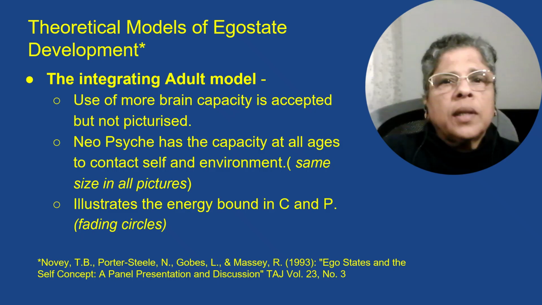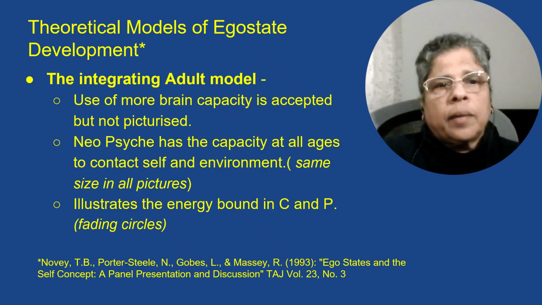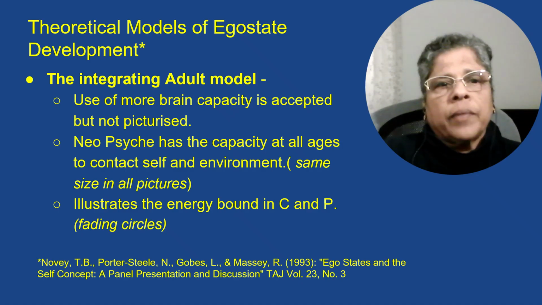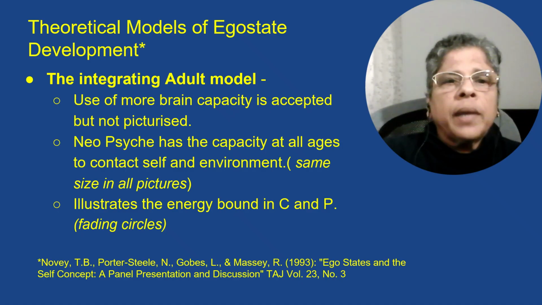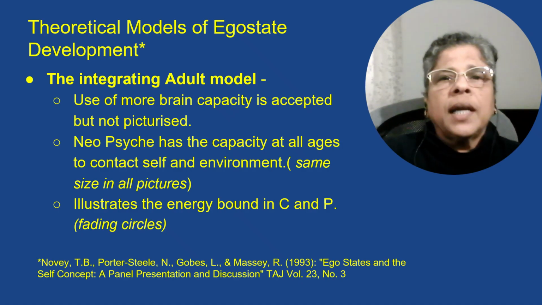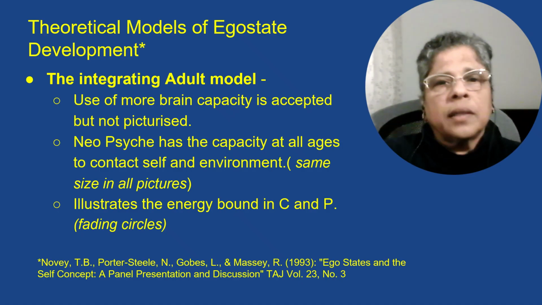Yet another model is the integrating adult model. Here, use of more brain capacity is accepted but not picturized. The neopsyche has the capacity at all ages to contact self and environment. That is why it is shown in the same size in all the developing stages. This picture illustrates the energy bound in the child and the parent through the fading circles. So let's see the picture now.